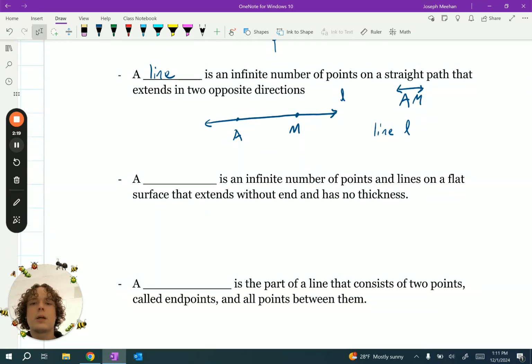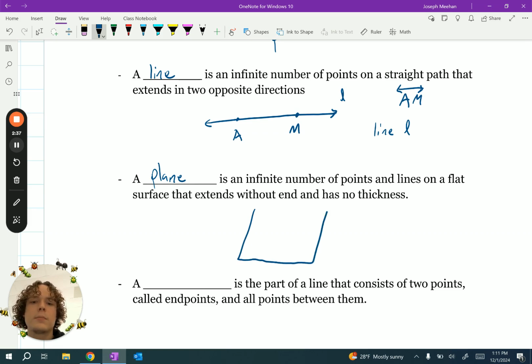The next one, it says a blank is an infinite number of points and lines on a flat surface that extends without end and has no thickness. This is called a plane. Oh, that's not the right spelling. Hang on. Plane. Like an airplane. Not really, though. A plane is an infinite number of points and lines on a flat surface that extends without end and has no thickness.